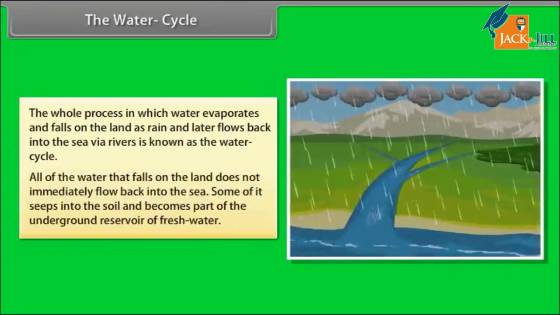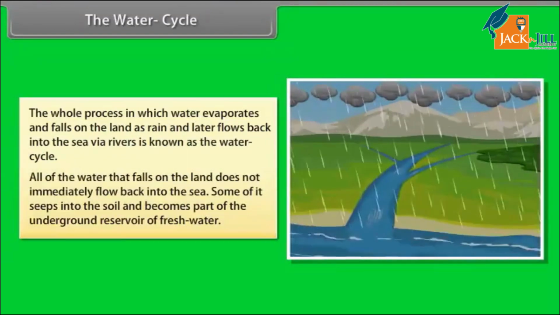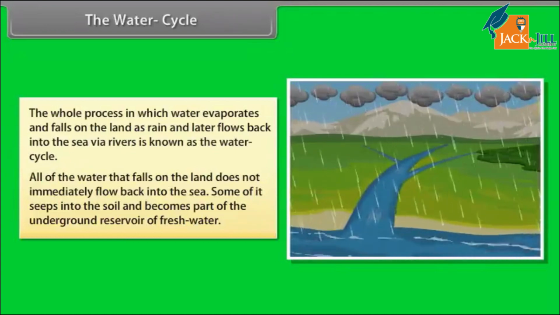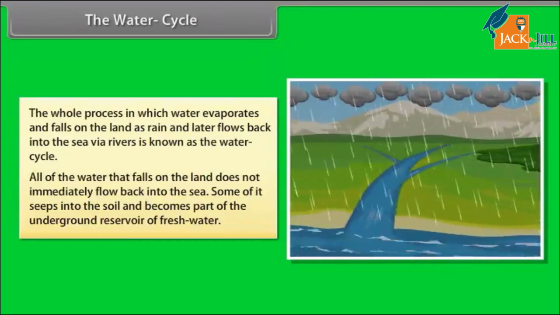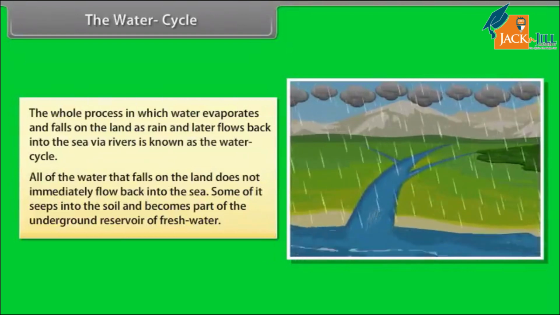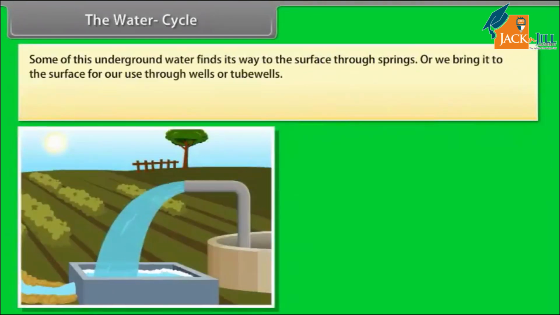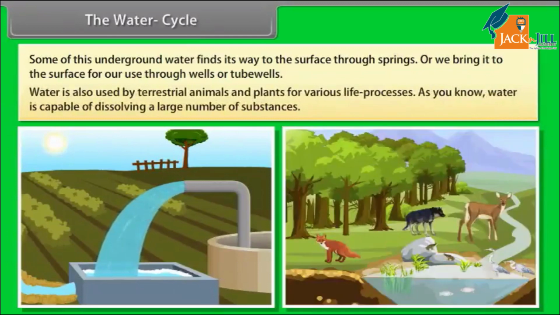All of the water that falls on the land does not immediately flow back into the sea. Some of it seeps into the soil and becomes part of the underground reservoir of fresh water. Some of this underground water finds its way to the surface through springs, or we bring it to the surface for our use through wells or tube wells. Water is also used by terrestrial animals and plants for various life processes. As you know, water is capable of dissolving a large number of substances.